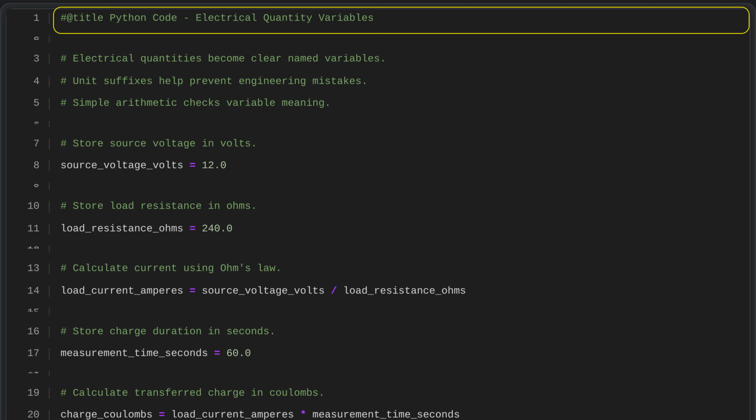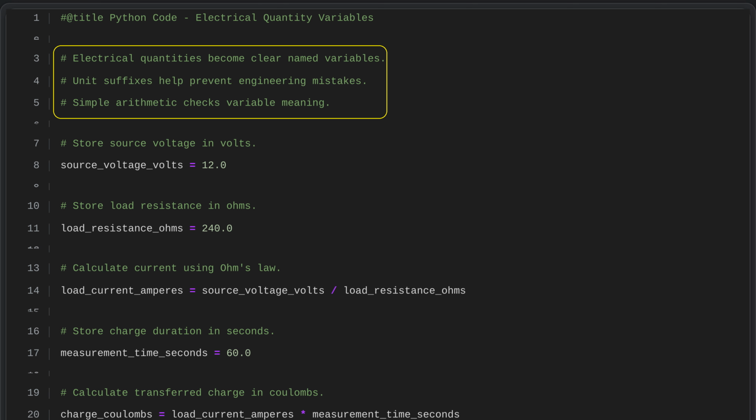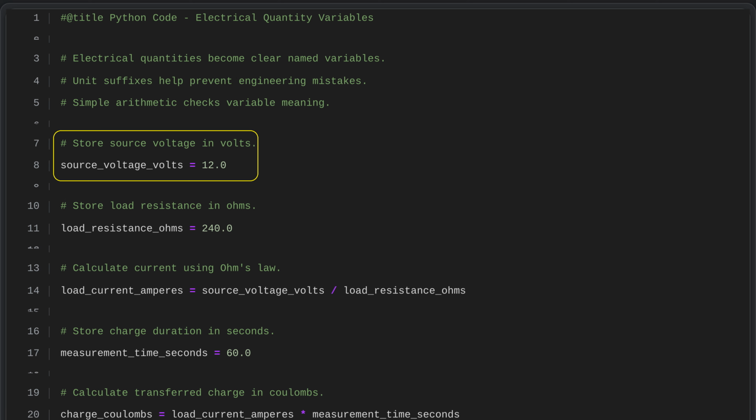Python code, electrical quantity variables. Use clear variable names for electrical quantities and include unit suffixes to reduce engineering errors. Simple arithmetic checks can also confirm that each variable represents the intended meaning.